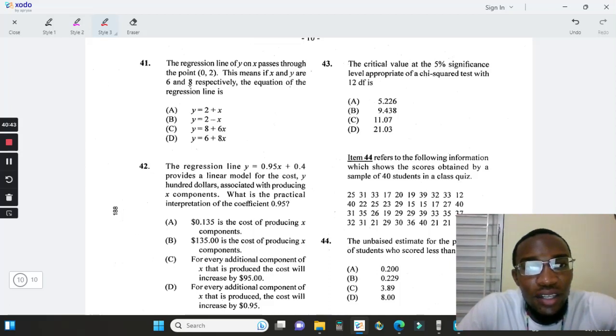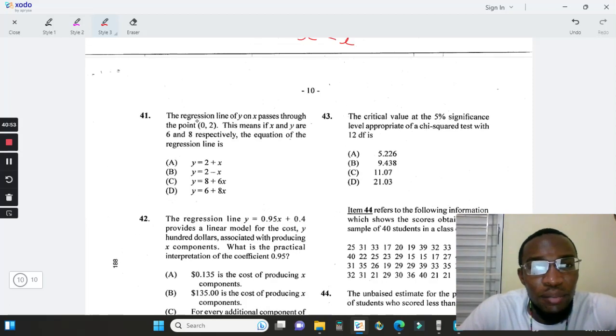This means if x and y are 6 and 8 respectively, the first thing we need is... notice they give us the linear regression of y passes through 0, 2. So x is 6 just for clarity and y is 8. Alright, so first thing is the gradient. The point is at 6, 8, or 0, 8.